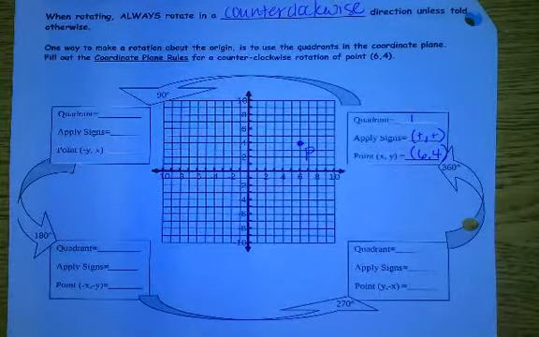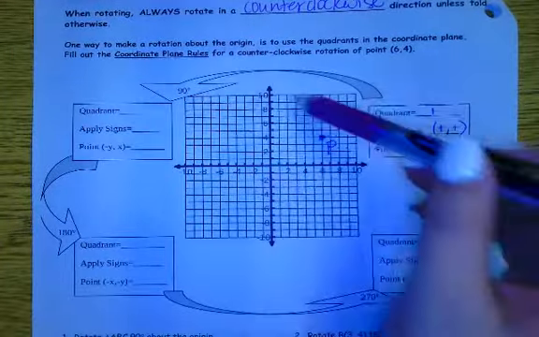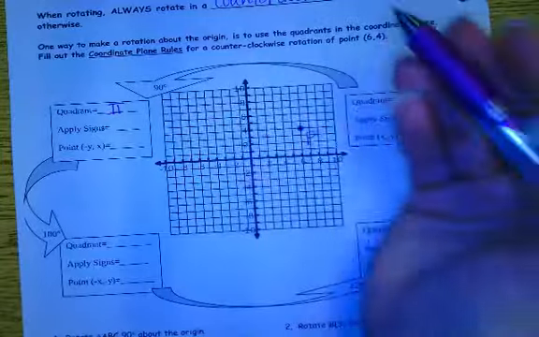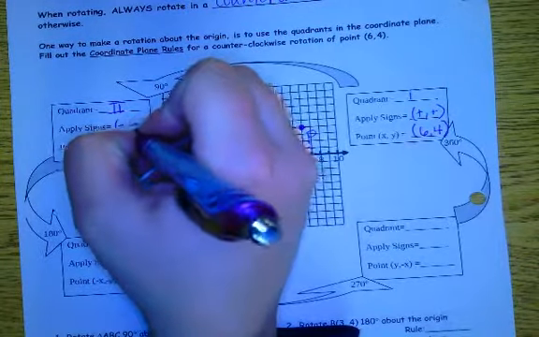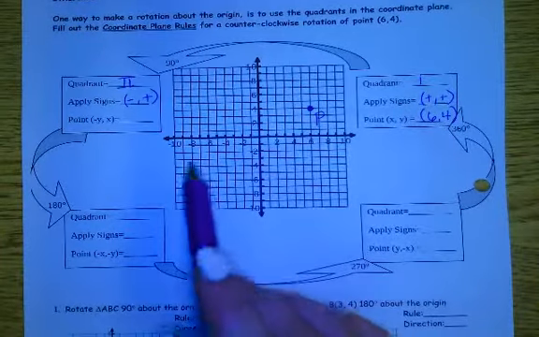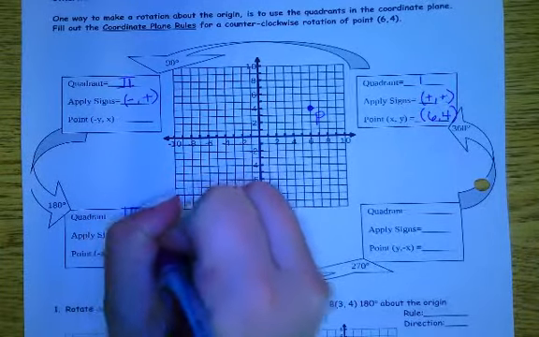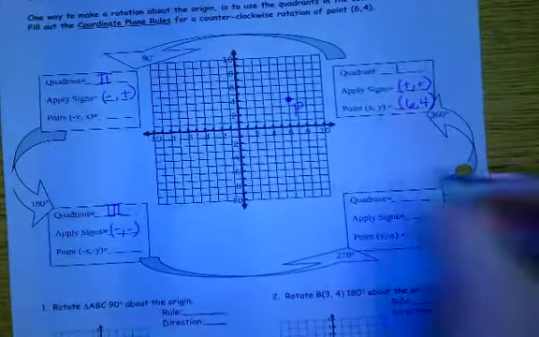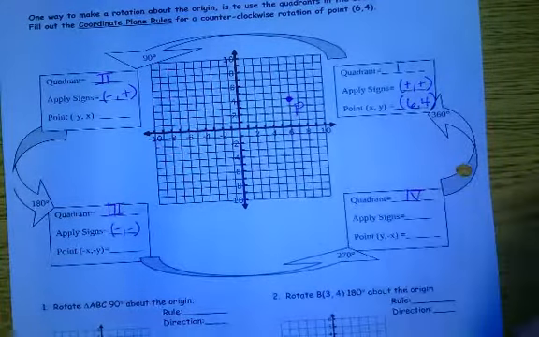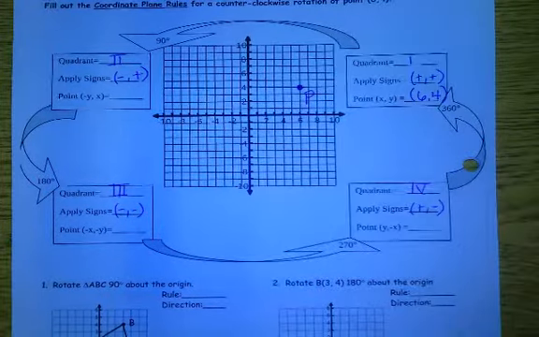Okay, what is this quadrant? 2. What signs are in quadrant 2? Negative, positive. Okay, what about this one? What quadrant's this? 3. And what are our signs? Negative, negative. And then last but not least, you have 4. And what are the signs in 4?